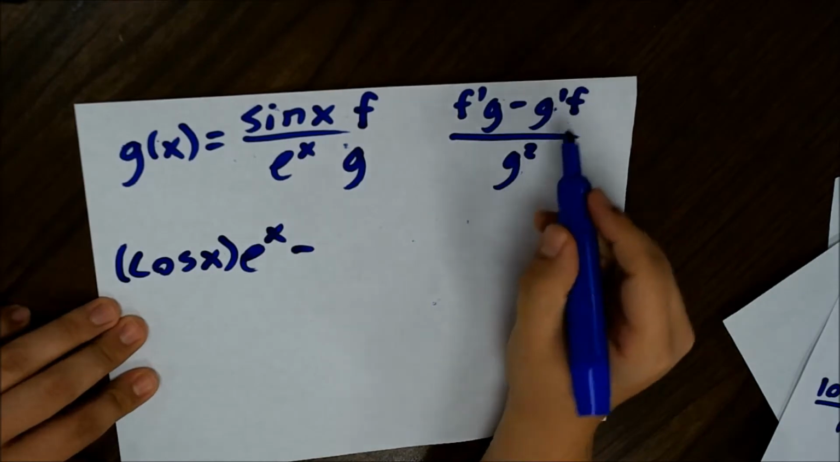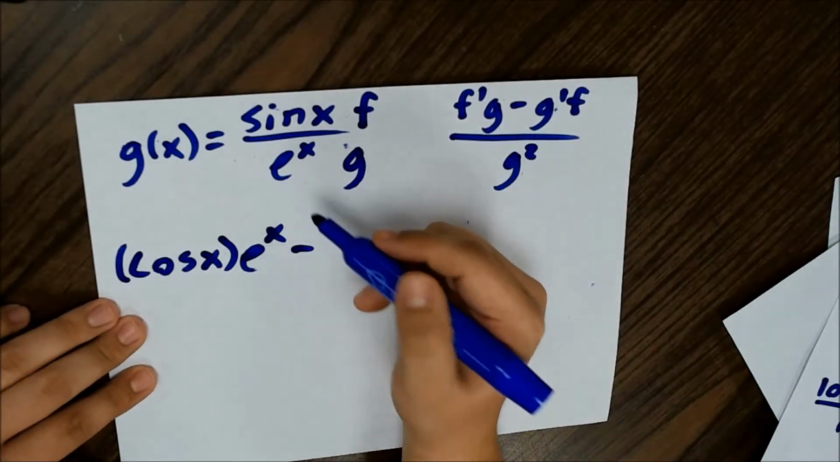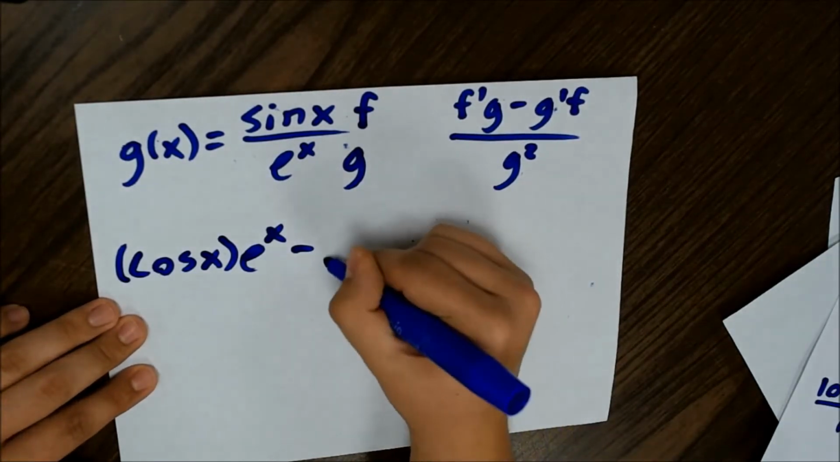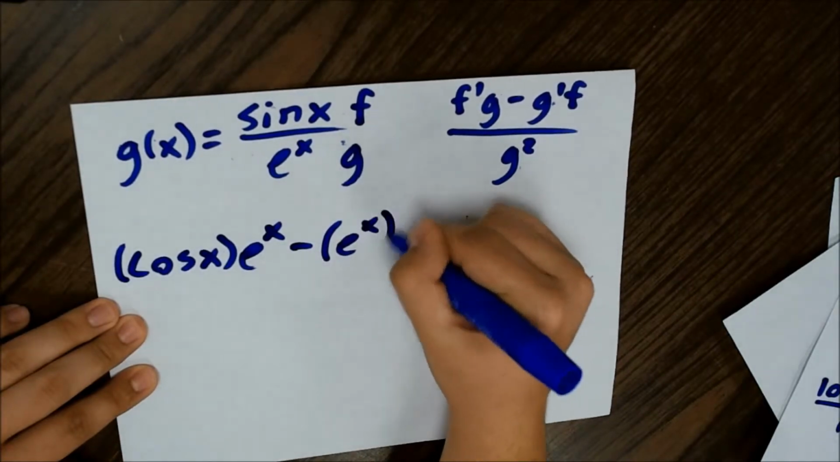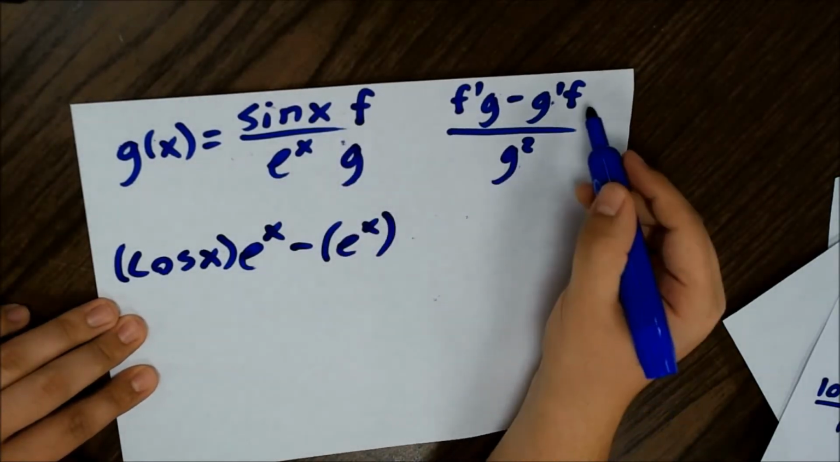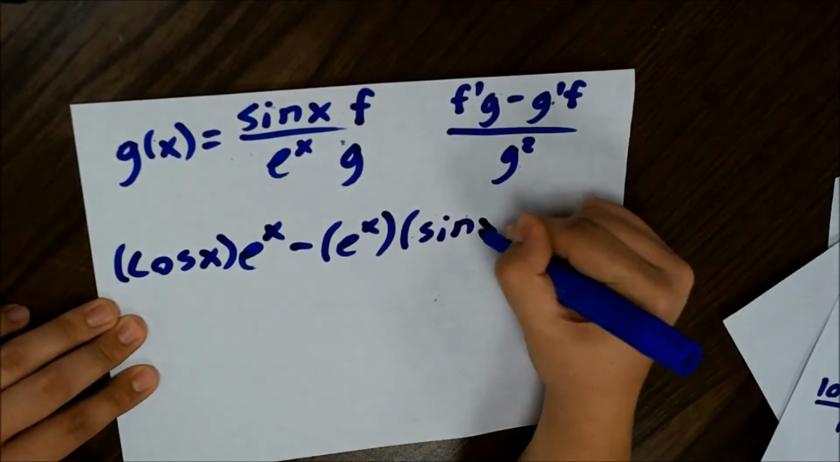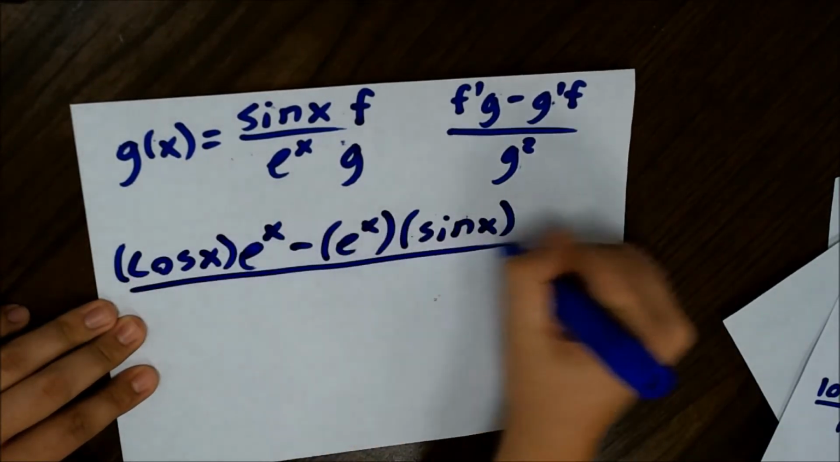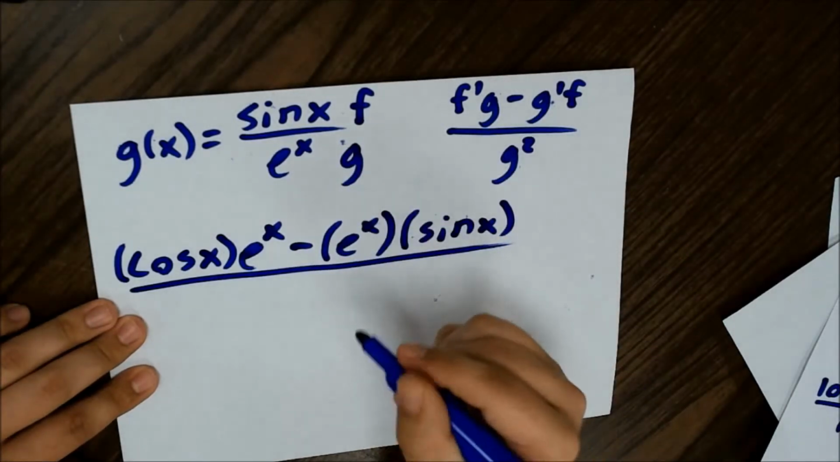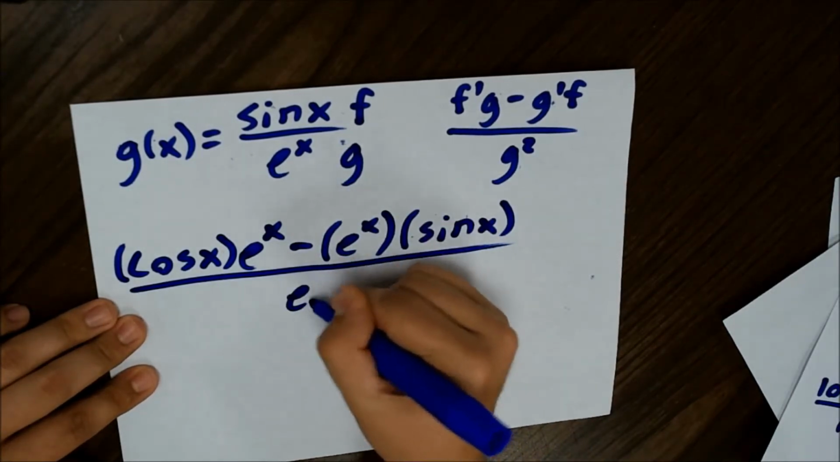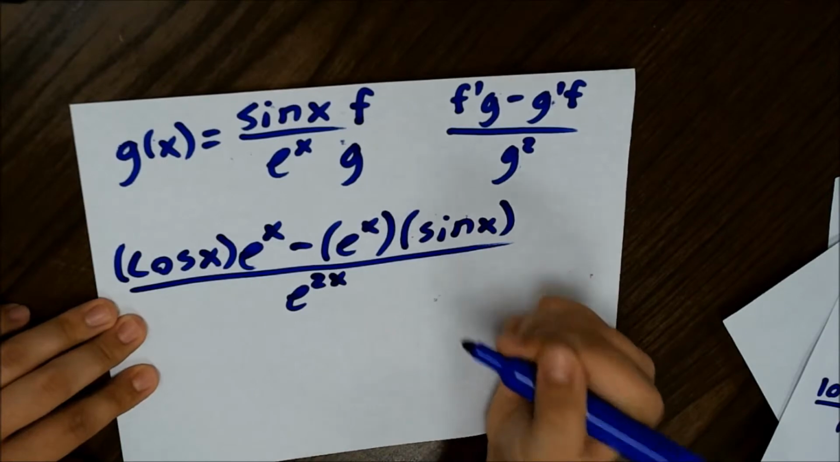Minus, now we need to take the derivative of our g function. The derivative of e to the x is simply e to the x. Now we multiply that by our f, so sine x. And all that is going to be over our denominator g squared, so e to the 2x.